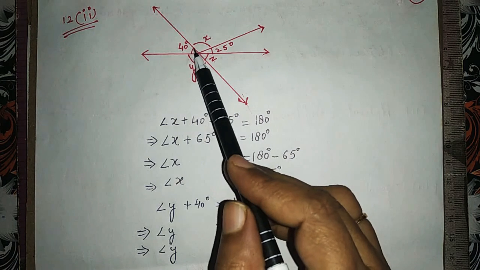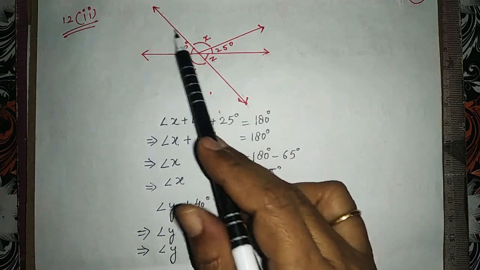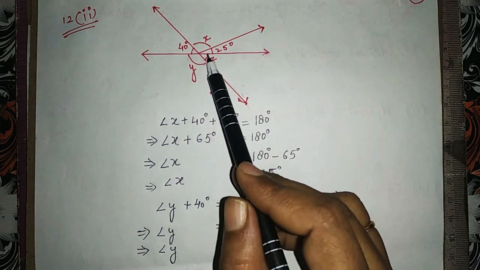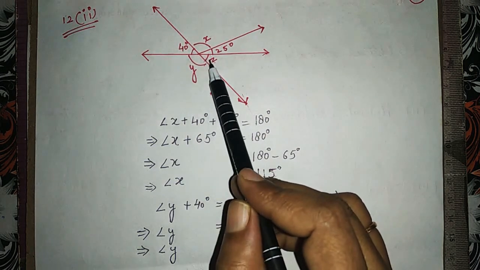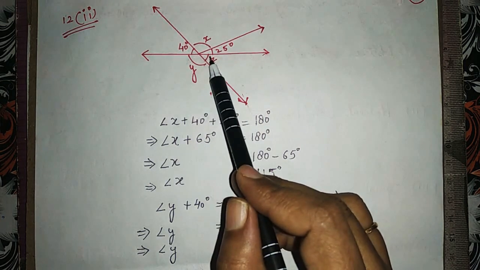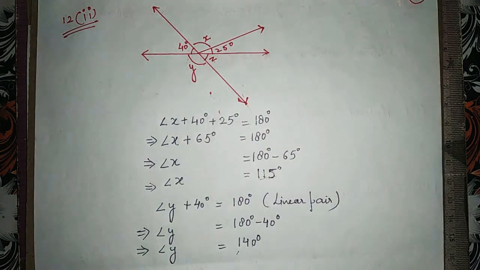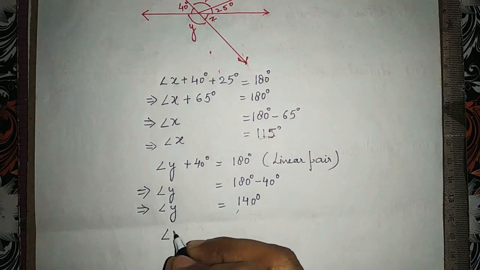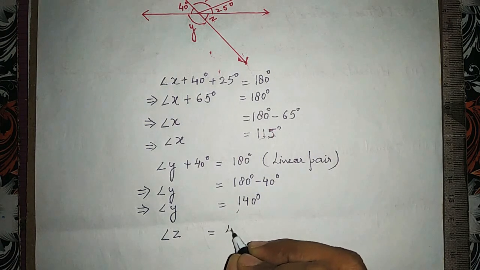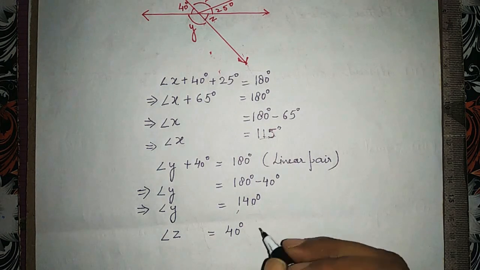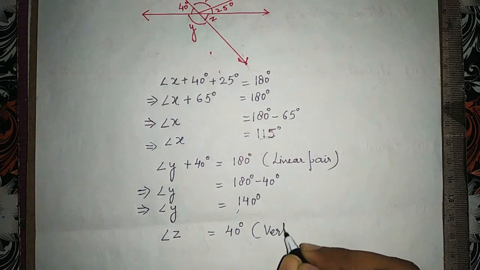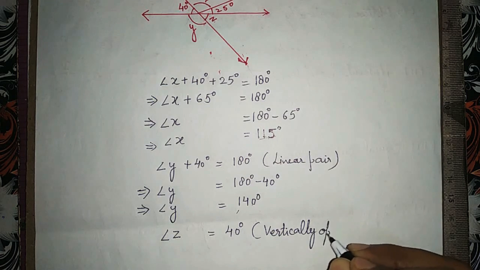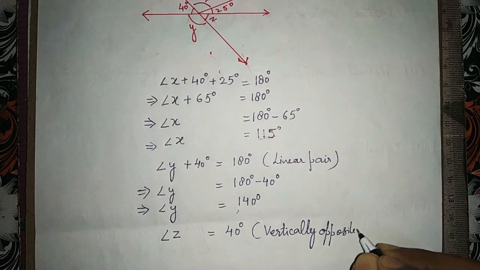Okay. Now we have to find the measure of angle Z. Here you can see these two lines are intersecting each other. So here 40 degree and Z, they both are vertically opposite to each other. Okay. So here you can write angle Z is equal to 40 degree because they are vertically opposite angles.